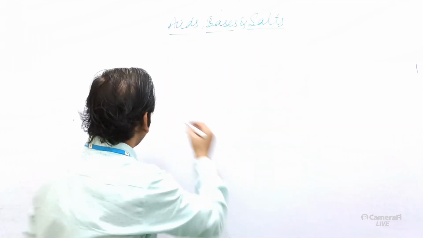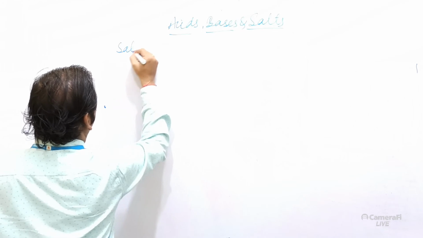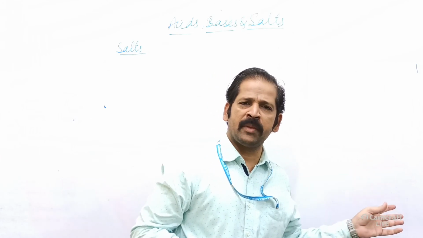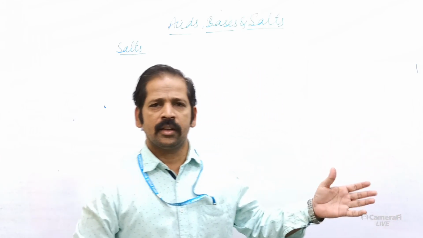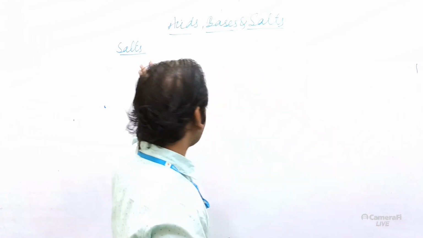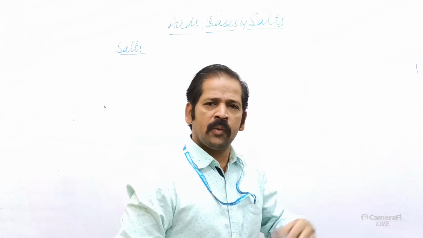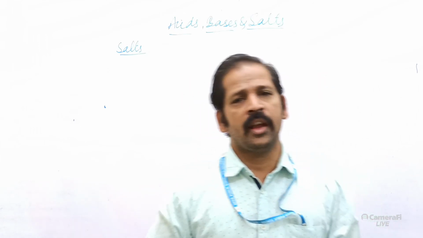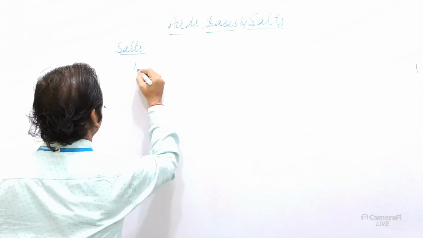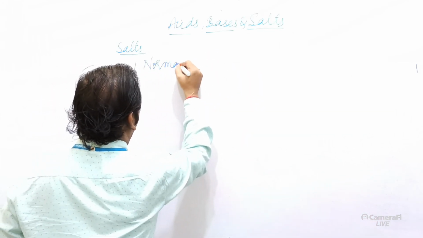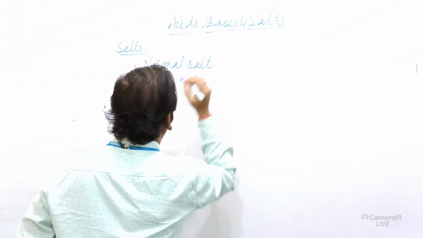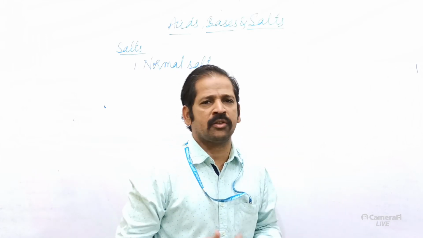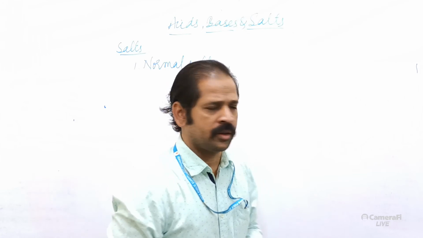Salts are chemicals which have been formed from acids and bases. We have multiple types of salts. Start with the neutral salt or normal salt. It is also a neutral salt when a strong acid reacts with a strong base to get a normal or neutral salt.